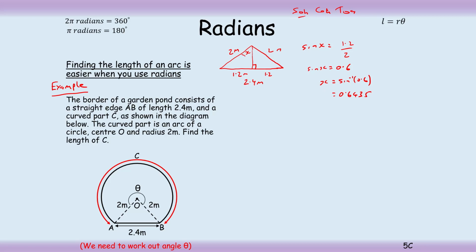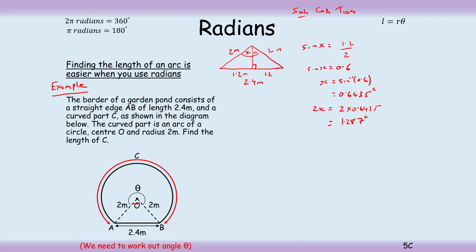But remember, that's only half of the angle we're looking for. The whole angle is going to be 2x, because there's also x here. They're identical triangles. So 2x is going to be equal to 2 times 0.6435, which will give me 1.287. Let's not forget, these are in radians, and I should be putting my little radian sign there. So 2x equals 1.287 radians. So that's this angle here.